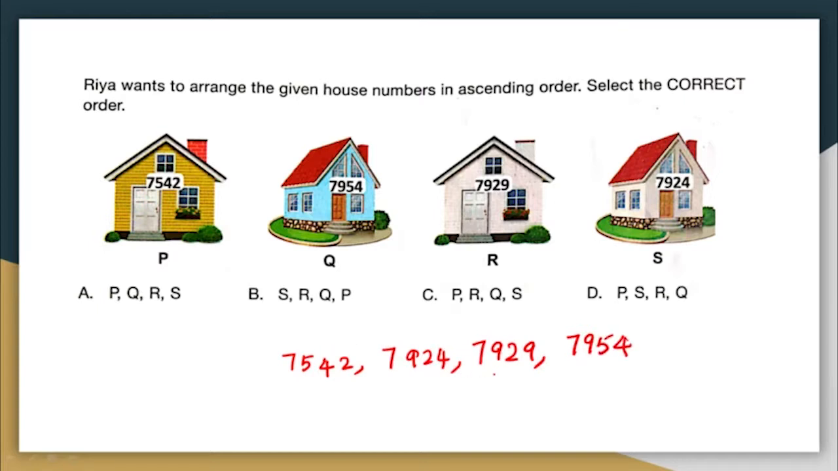So this is the order in which I can arrange the numbers in the ascending order, that is the smallest to the biggest. So what will be the order in terms of P, Q, R and S? First will be P, and then we will have S, and then we will have R, and then Q. P, S, R, Q. Correct answer here is option D.